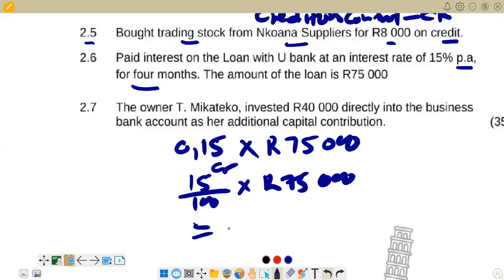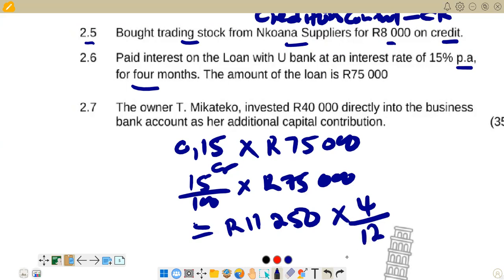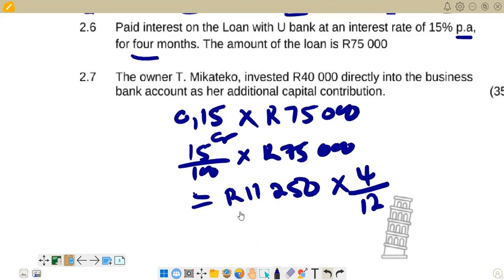So here you are going to get 11,250. But remember, we want only for 4 months, so we multiply by 4 over the total number of months that we have in a year, per annum, which is over 12. So let's try to calculate that one. We punch it into our calculator.